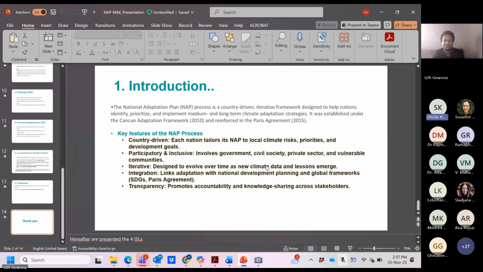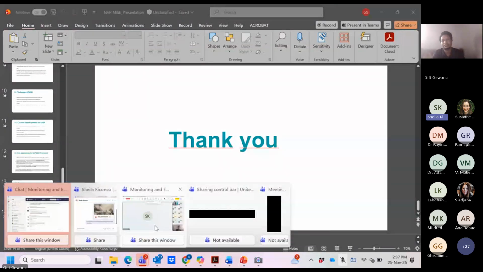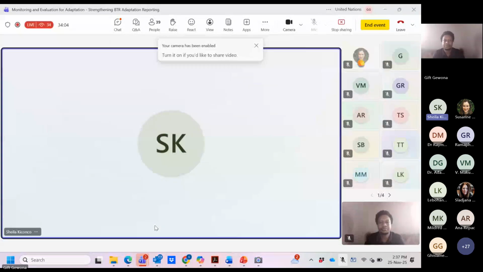Thank you so much, Gift, for that very rich information about M&E for NAP and the whole process. It was really very rich, and I expect that we have some questions from different participants here so that they can ask for more information, especially on the approaches and some of the existing working systems that you have encountered during your work. So the floor is open for questions.